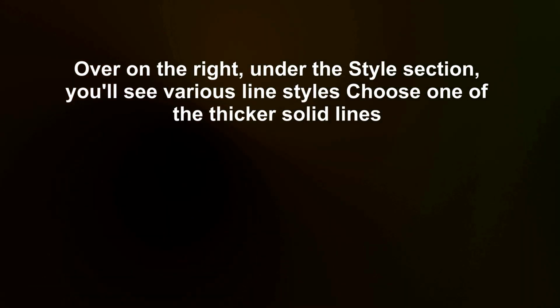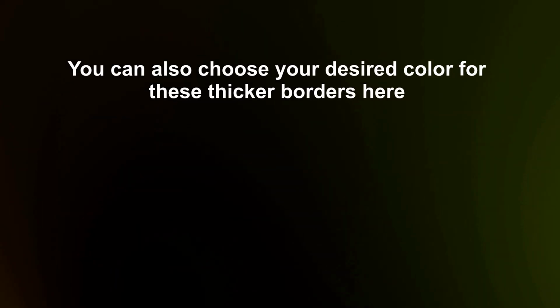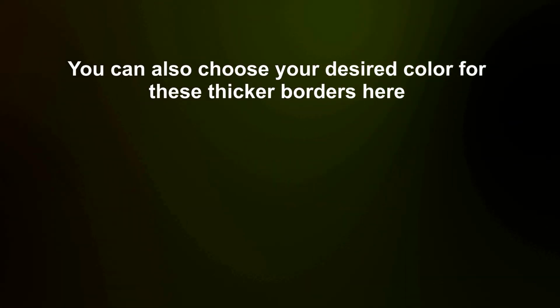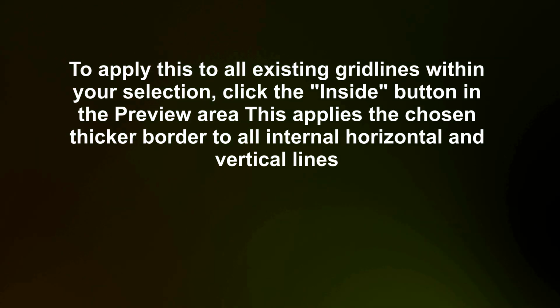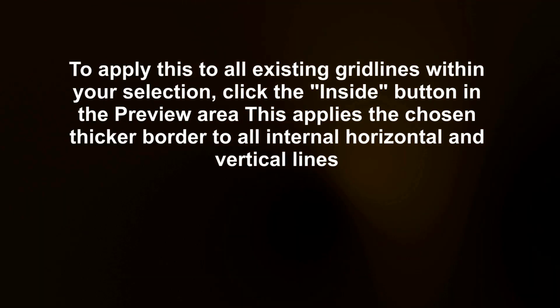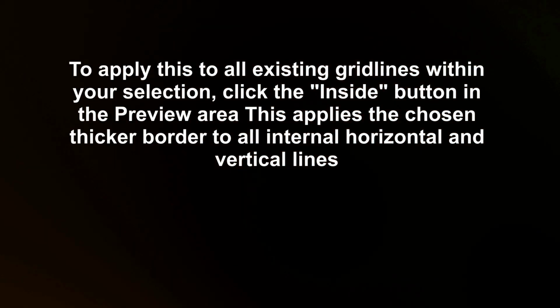Over on the right, under the Style section, you'll see various line styles. Choose one of the thicker solid lines. You can also choose your desired color for these thicker borders here. To apply this to all existing grid lines within your selection, click the Inside button in the preview area. This applies the chosen thicker border to all internal horizontal and vertical lines.